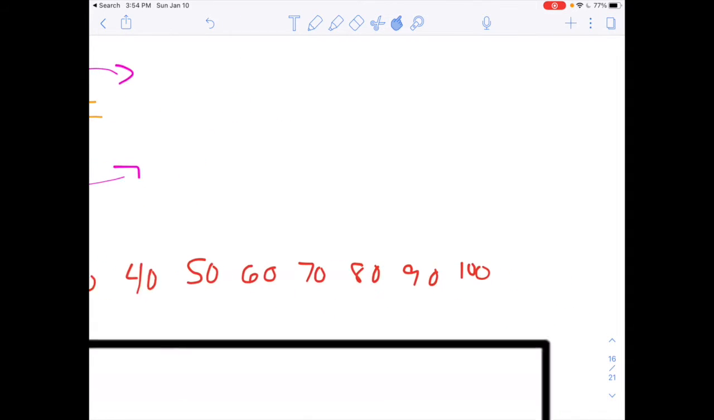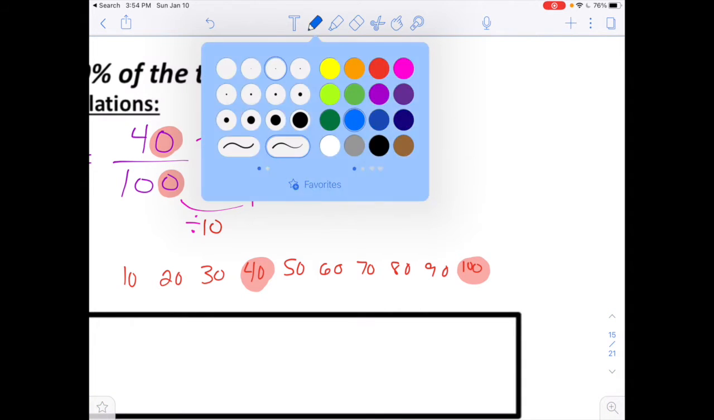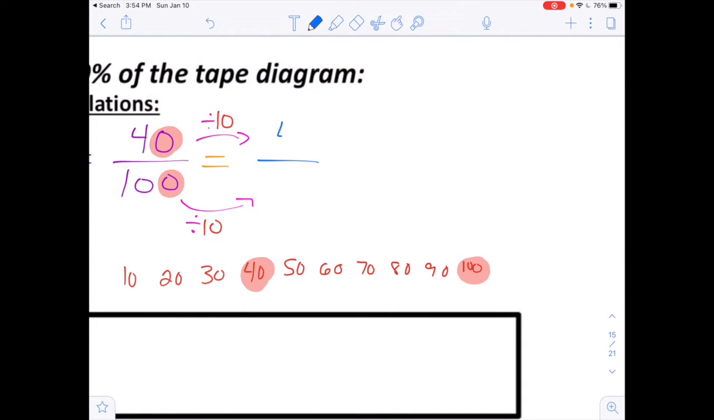100. All right. So because both of them are in the list, I could divide by 10 because that's what I was skip counting by. Then I would get the answer. 40 divided by 10 is 4. 100 divided by 10 is 10.